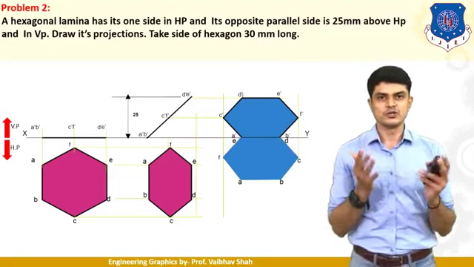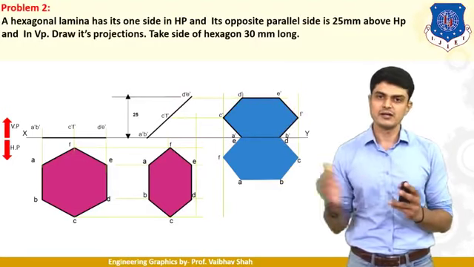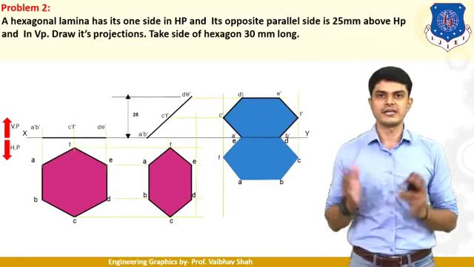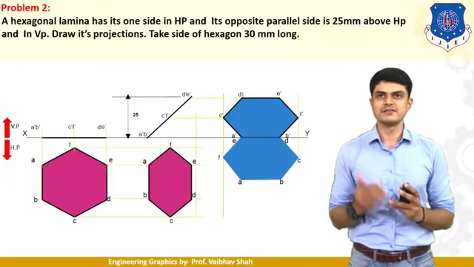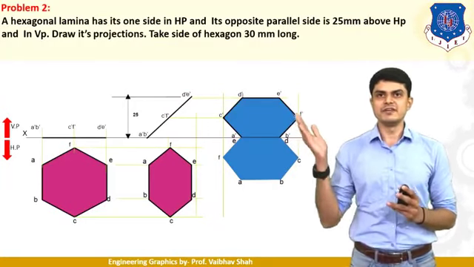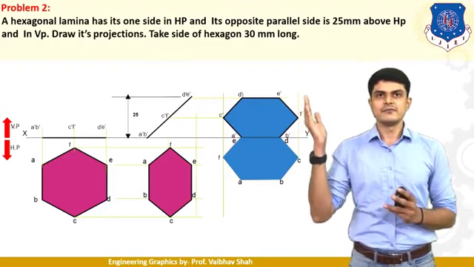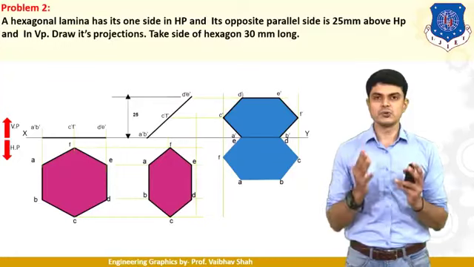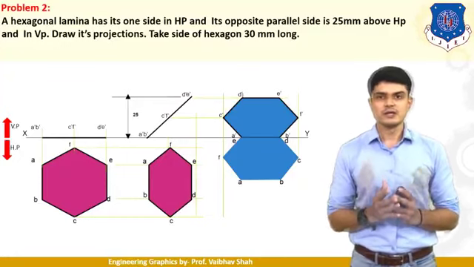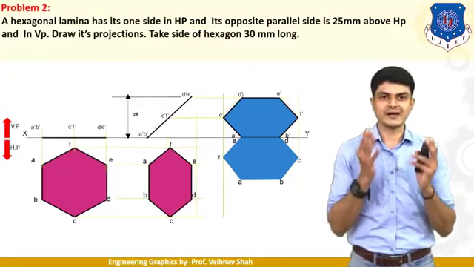Then you need to draw vertical lines from each and every point, horizontal lines from each and every point, and you will have this example. Right? Now let us move to the final condition, which says that it is in VP. So the opposite side, which is 25 mm above HP, is also in VP. So resting on VP means what? Your side must rest on the XY line itself.